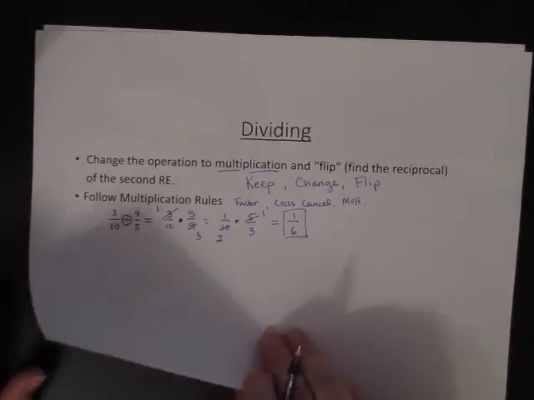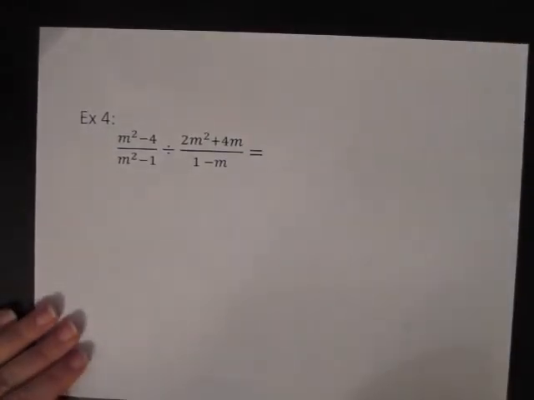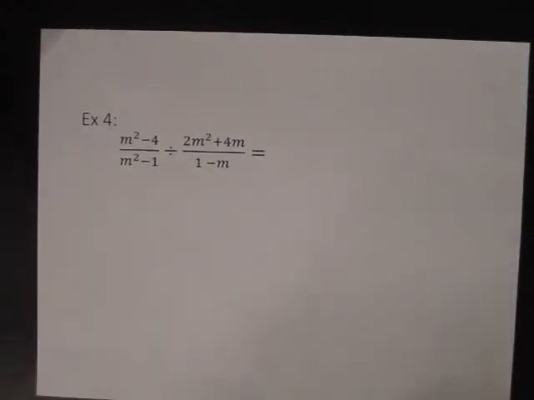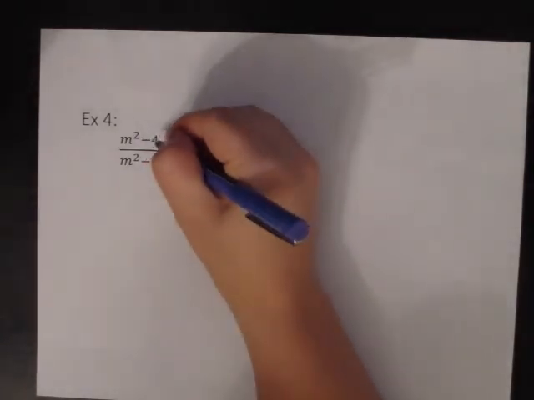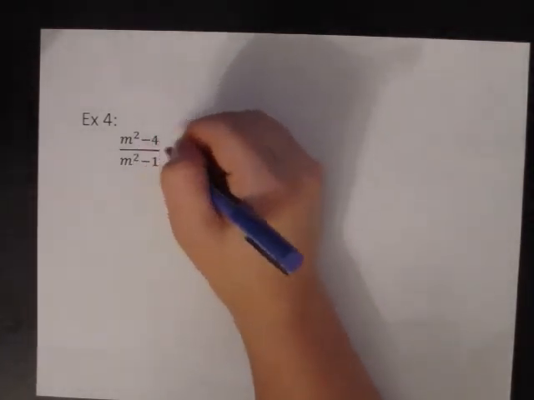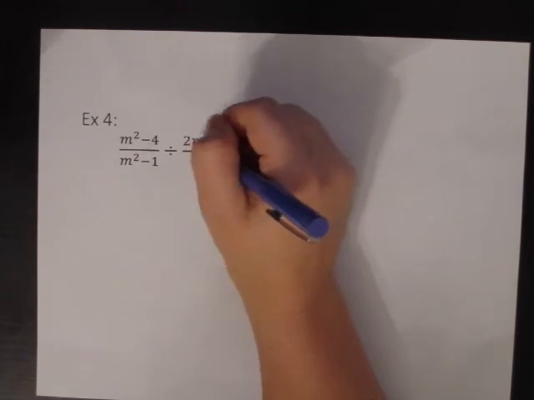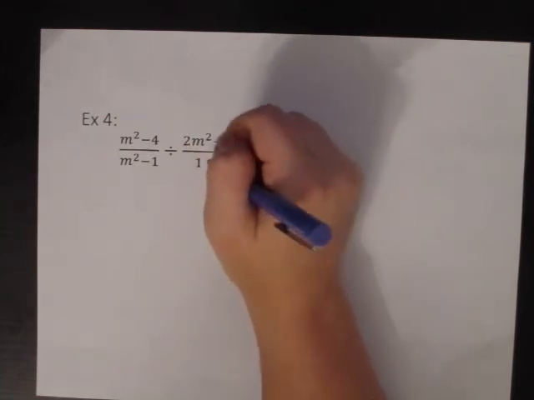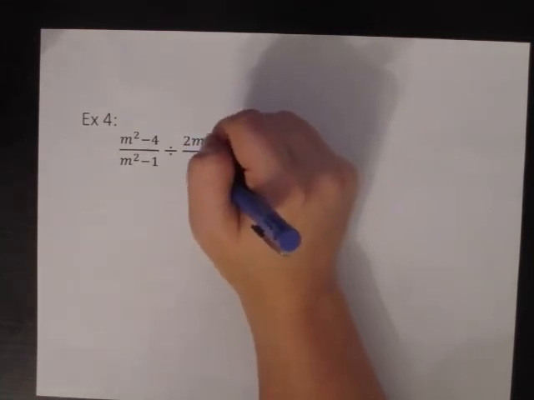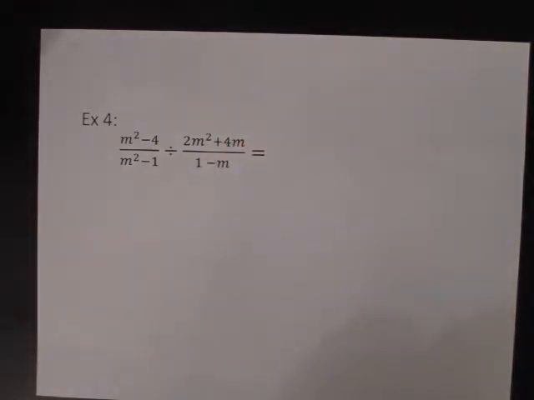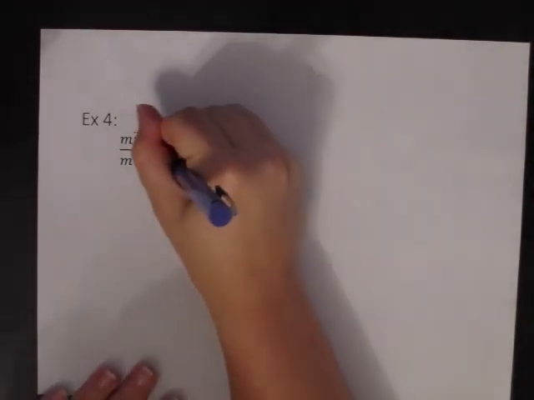Okay, so now let's do it with the rational expression. So I'm going to read the problem first. I've got (m squared minus 4) over (m squared minus 1) divided by (2m squared plus 4m) over (1 minus m). So first thing that I've got to look at is I have a division sign.